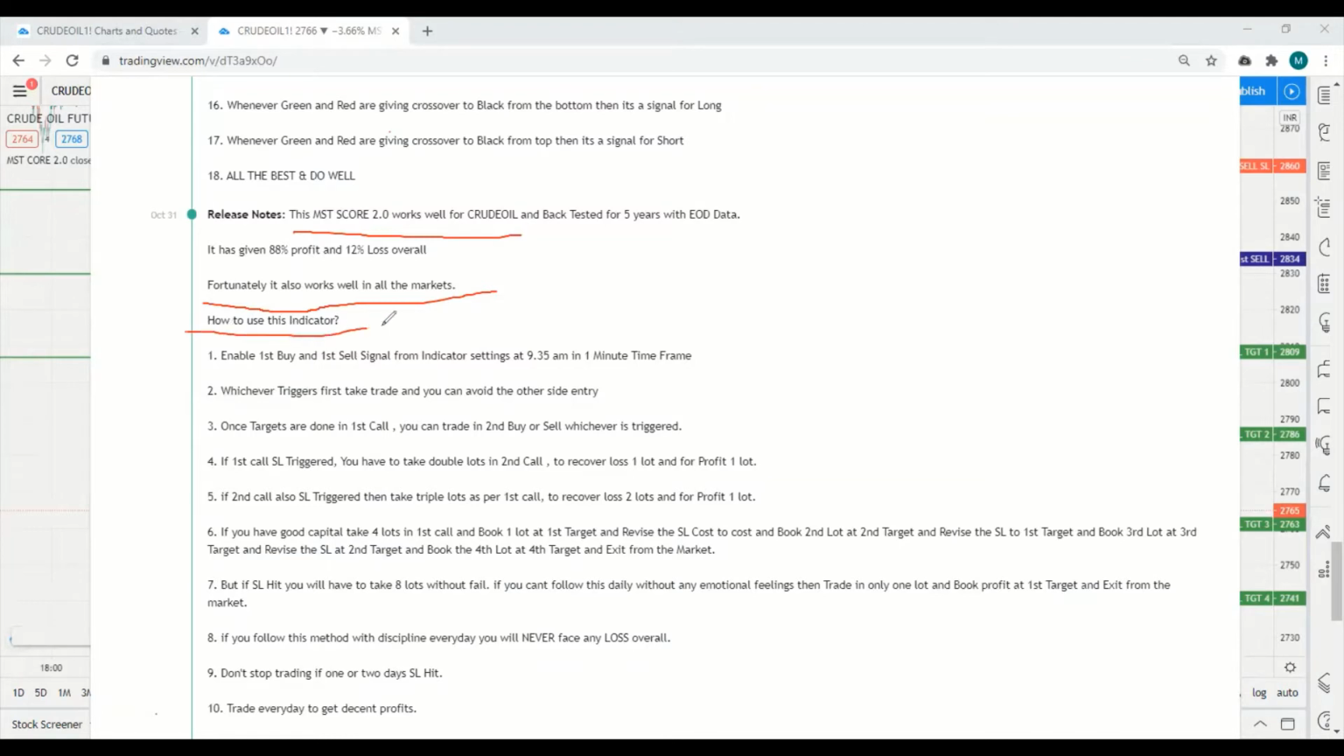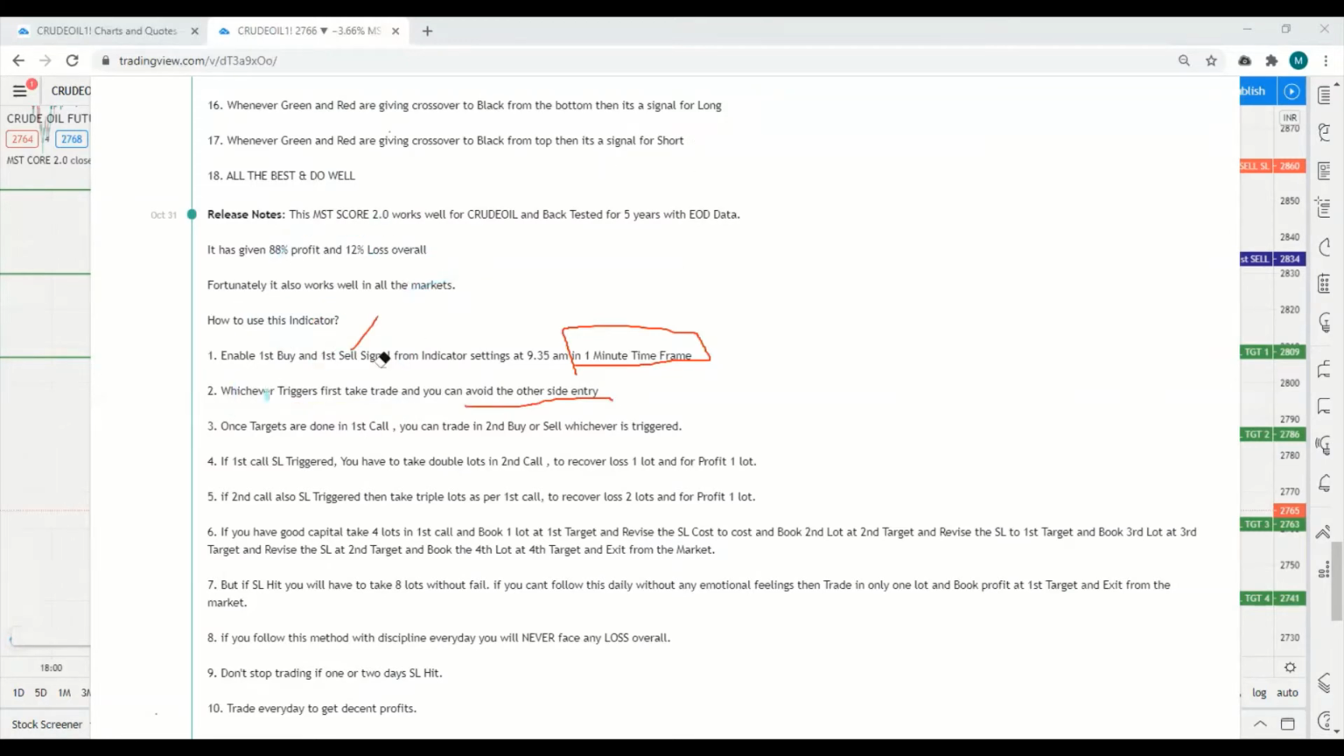Then how to use the indicator? Enable first buy and first sell signal in the indicator settings at 9:35 a.m. in 1 minute time frame. See, we have clearly mentioned here: in 1 minute time frame, you will have to enable the first buy and first sell. Whichever triggers first, take that trade, and you can avoid the other side. I think it is very clear.